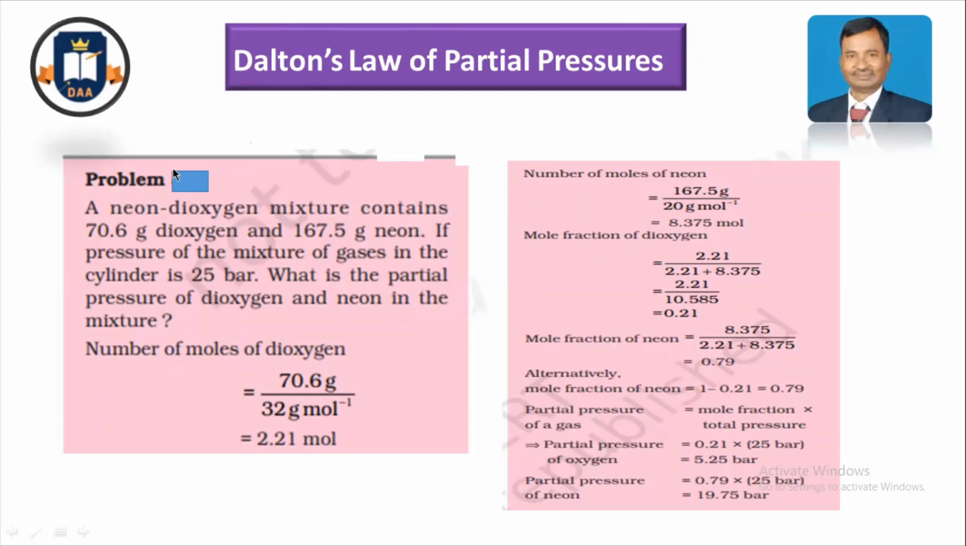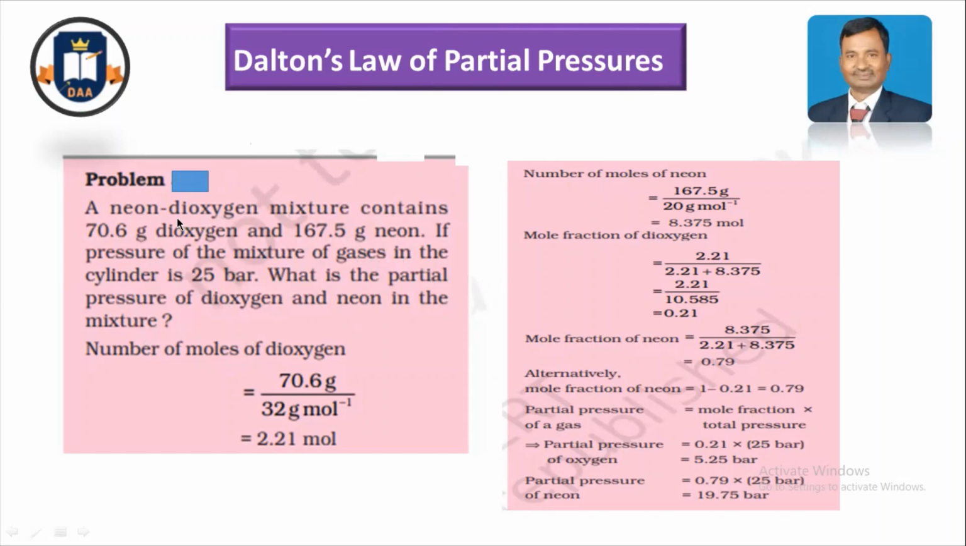Now we'll check one mathematical problem using this equation of Dalton's law of partial pressure. A neon dioxygen mixture contains 70.6 gram dioxygen. Dioxygen means the oxygen molecule, so we should write it as dioxygen. And 167.5 gram of neon. If the pressure of the mixture of gas in the cylinder is 25 bar, then what are the partial pressures of dioxygen and neon in the mixture?